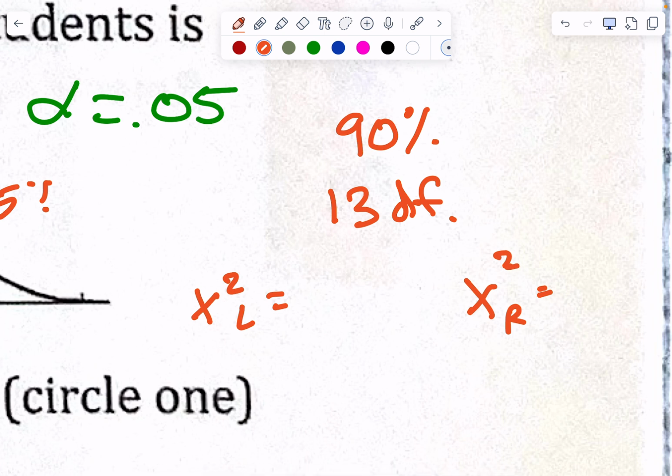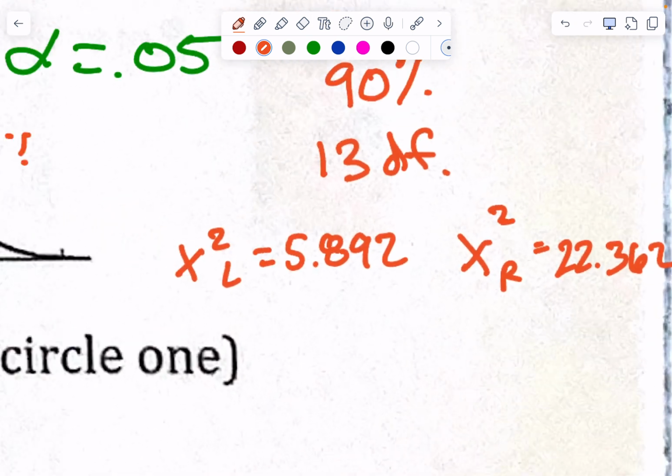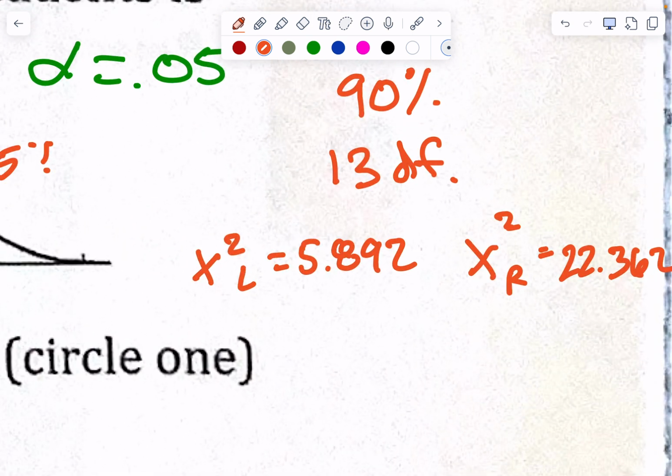At 90 and 13. Or go back out something. Left, what is 5.892? Okay? And right is 22.362. Okay, now you're good. 5.892 and 22.362. Those are our chi numbers.